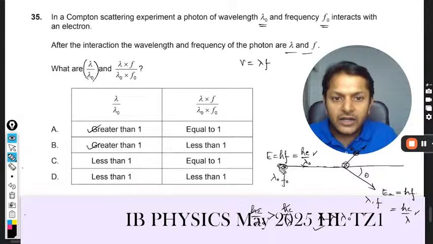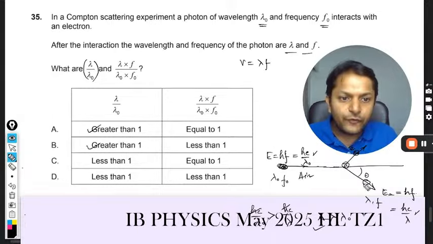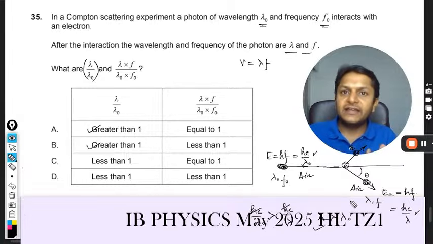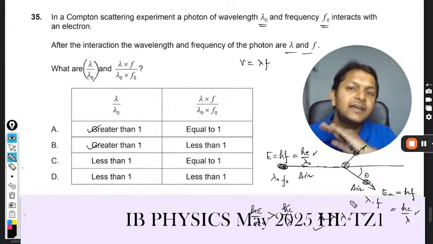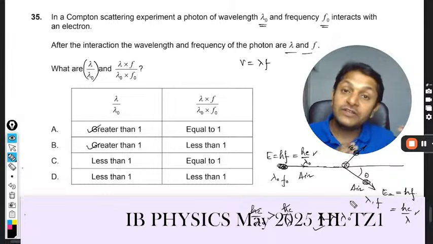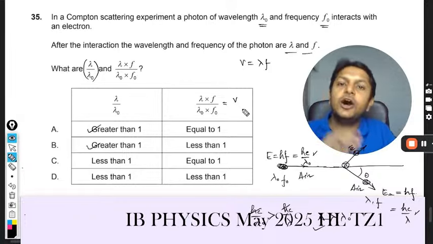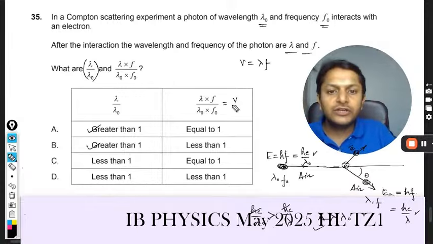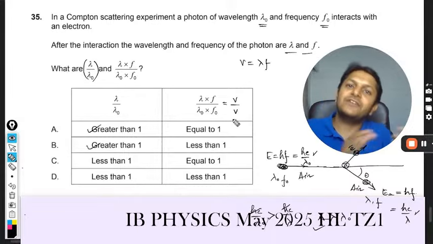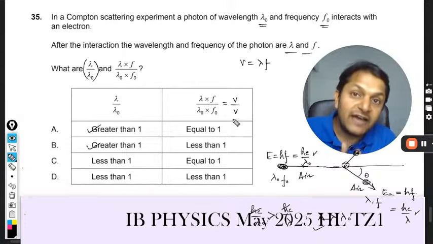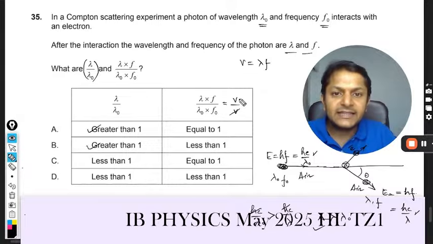So even earlier the photon was in air, it was traveling in air, and even now the photon is traveling in air, so the medium is not changing. Photon is light, so the speed of light cannot change. It will always remain the same. So the product of lambda into f is the velocity of the light photon before collision divided by the velocity of light after the collision, which is never going to change. It means that this is equal to 1.